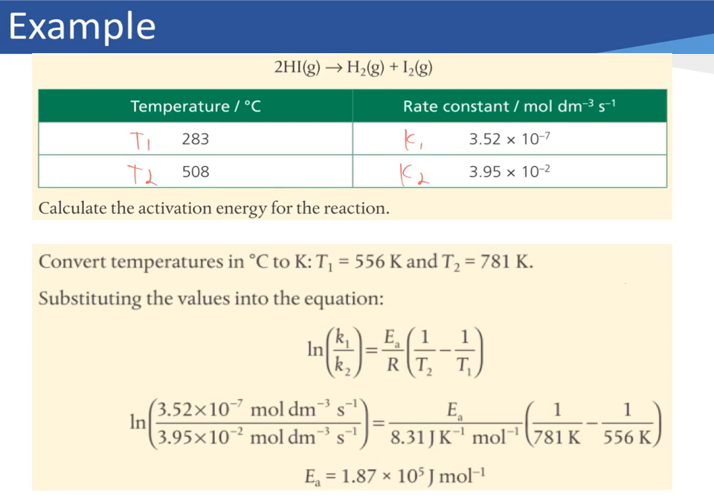So the natural log of 3.52 times 10 to the negative 7th divided by 3.95 times 10 to the negative 2nd equals EA over R times 1 over T2 minus 1 over T1. This involves doing a bit of algebra on your calculator. Order of operations is going to be quite important when you do this. And we're going to solve for activation energy. Activation energy is 1.87 times 10 to the 5th joules per mole. I am assuming here that you can handle the algebra. If you need some help with it, ask me in the Google form, ask me during class, or ask me through an email. I'm happy to take you through the algebra there.